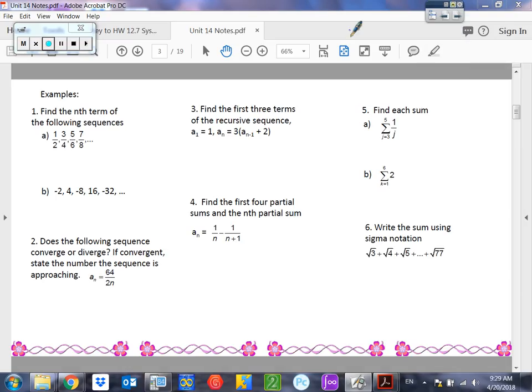Again, there are other ways to do convergence and divergence, but for this lesson, I just want us to look at the graphs, okay? So this would be convergent. It converges, and it converges to 0.